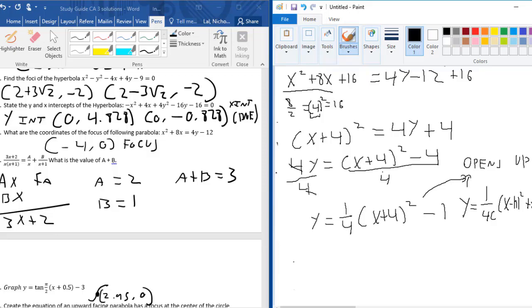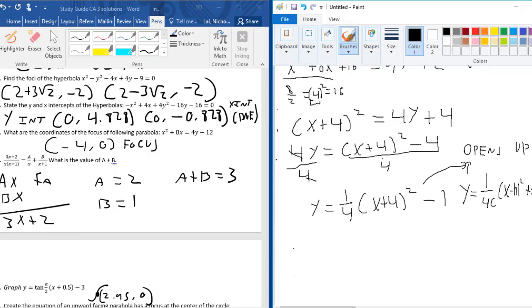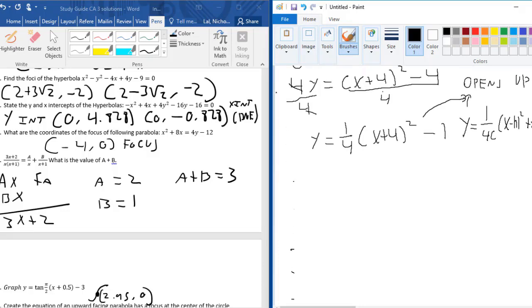Now, we have y is equal to 1/4 (x plus 4) squared minus 1. This matches up with y is equal to 1 over 4c. So let's figure some things out. This is a parabola. What number are we on? We are on number 18. This is for a parabola that opens up. Okay? h is equal to negative 4, k is negative 1. So our center is negative 4, negative 1. That's our center.